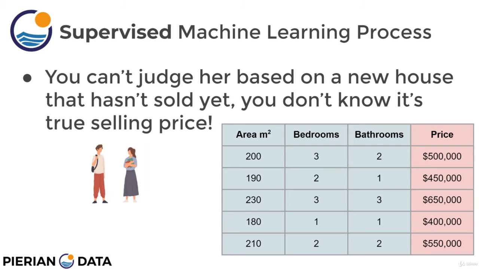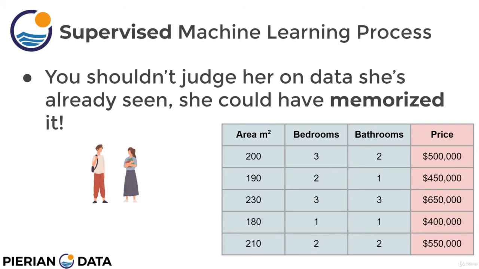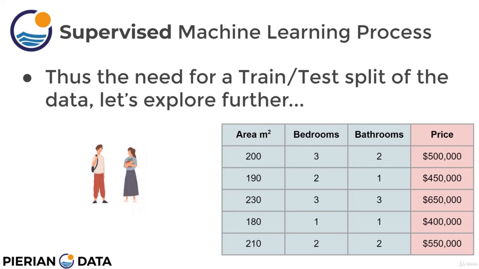So what we want to do is be able to judge her performance before we decide on a price for that new house. Now the problem also occurs is that we can't really judge her on the data that she's already seen, because in theory she could have just memorized the entire data set and thus have perfect accuracy when recalling what the price of a house sold at. And this is where the need for the train test split comes into play. Basically the idea is we want to be able to fairly evaluate the performance of both our human realtor or later on our machine learning algorithm.